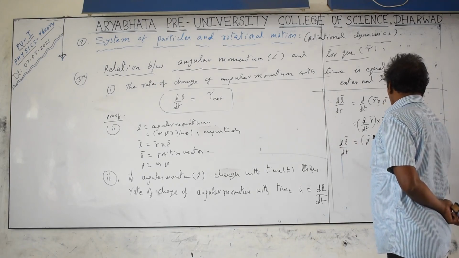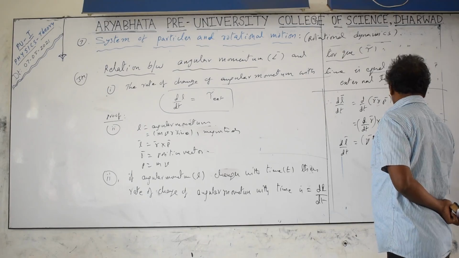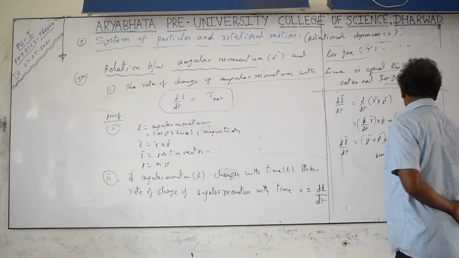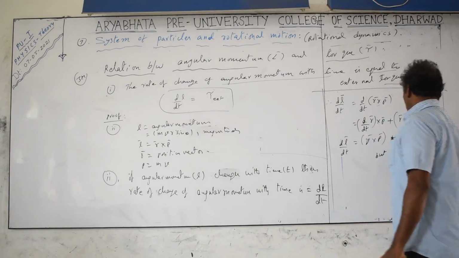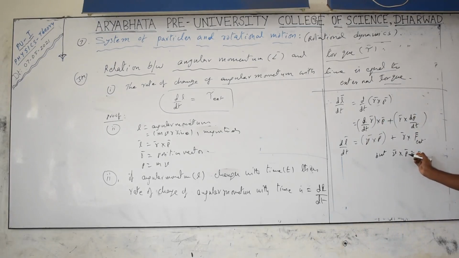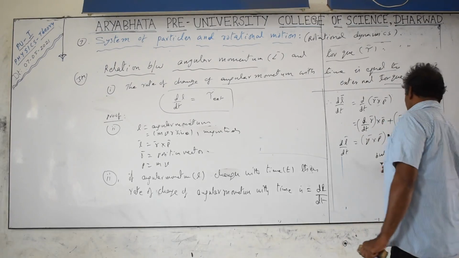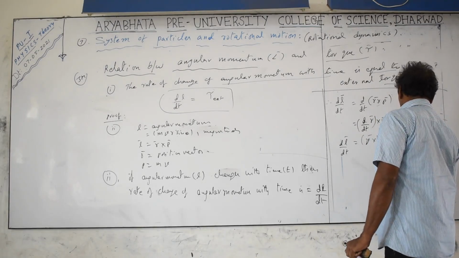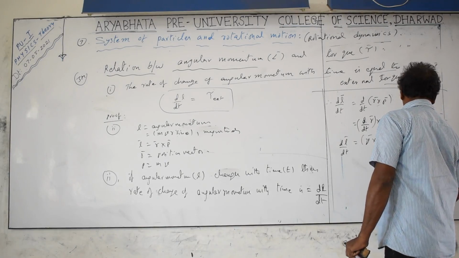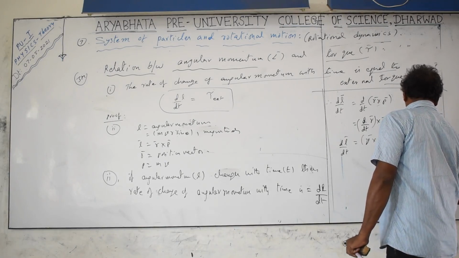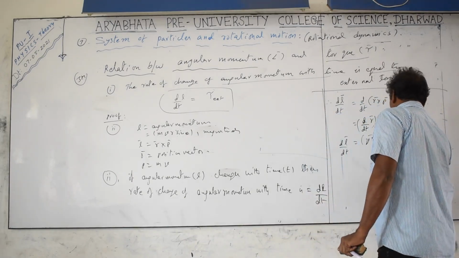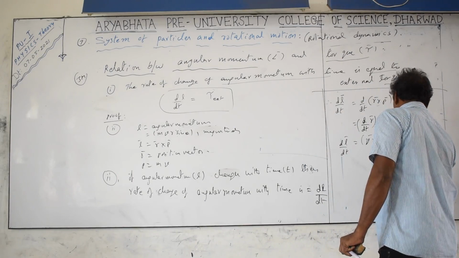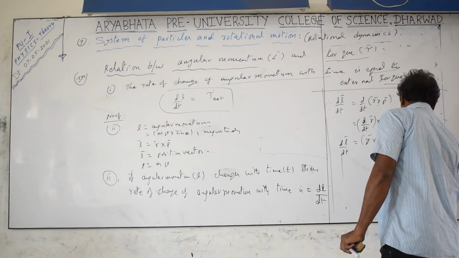But v cross p is equal to 0, since v and p are in the same direction along the tangent of the path. P is mass into velocity, so this is m into v cross v only. V cross v, with v and v in the same direction, becomes 0. Next, dp by dt, the external force F, is equal to dp by dt.